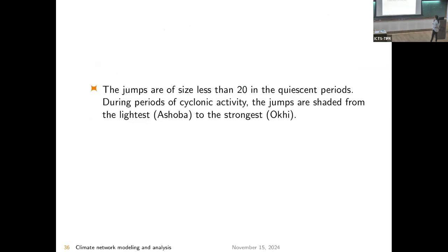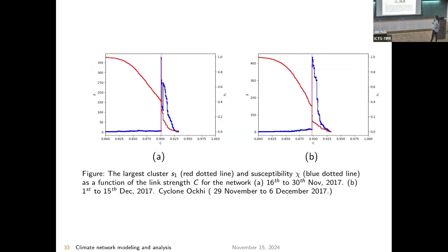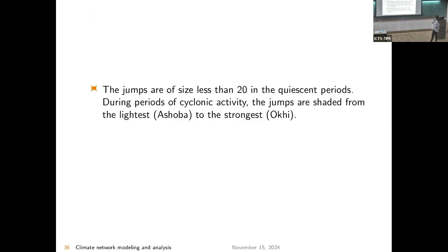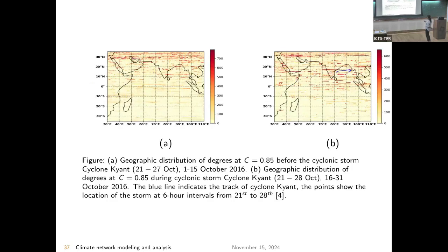So these are the jumps of the size. Those green lines which I was saying, these green are the quiescent periods for which the jumps are of size less than 20. During the period of cyclonic activity, the jumps are higher. In the dormant periods, the jump is quite less.